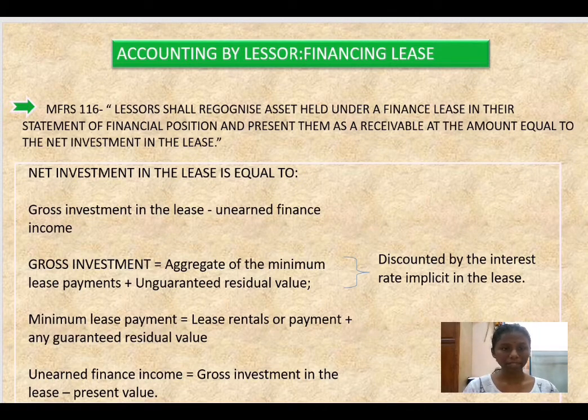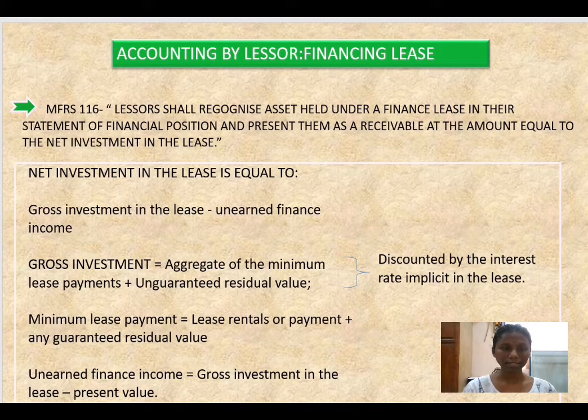Net investment in the lease is equal to gross investment in the lease minus unearned finance income. To find the net investment in the lease, this is the formula. And to find the gross investment, this is the formula, which is gross investment equals the aggregate of the minimum lease payment plus unguaranteed residual value. This should be discounted by the interest rate implicit in the lease.